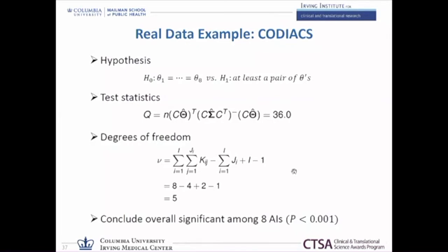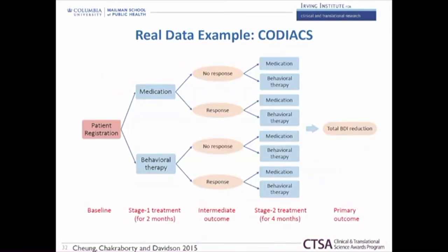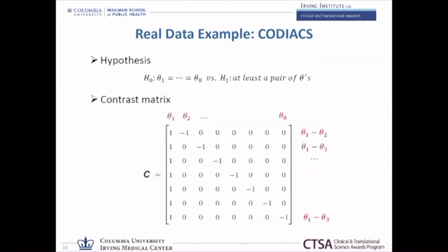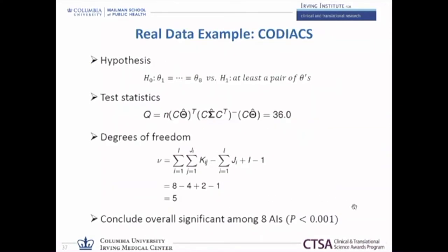To calculate the degrees of freedom, let's go back to the design structure here. We have 8 treatment options at the stage 2, 4 intermediate response categories, 2 stage 1 treatment options. So the degrees of freedom equal to 8 minus 4 plus 2 minus 1, which equal to 5. By this means, we finally obtain a p-value of global test less than 0.001 because it's more powerful than the pairwise tests, and we can claim overall significance in this study.